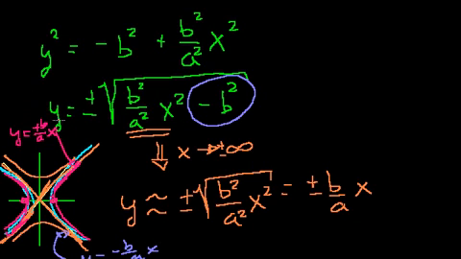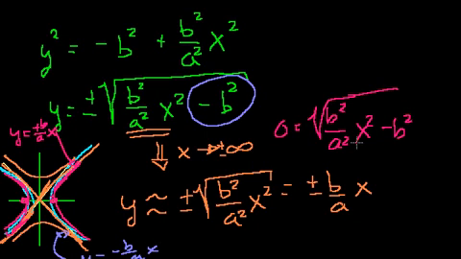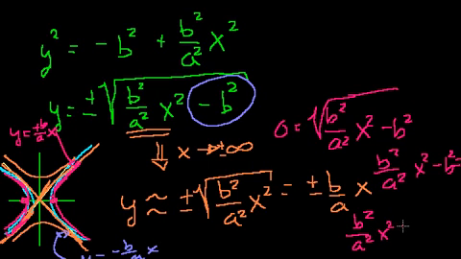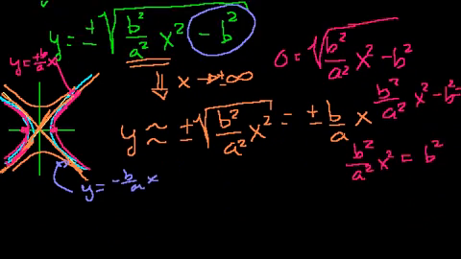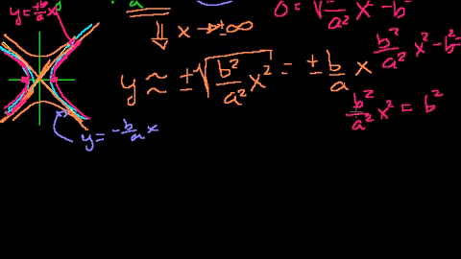But y could be equal to 0, right? You could set y equals 0, and then you could solve for it. So in this case, and actually let's do that. If y is equal to 0, you get 0 is equal to the square root of b squared over a squared x squared minus b squared. You could square both sides. You get b squared over a squared x squared minus b squared is equal to 0. I know this is messy. So then you get b squared over a squared x squared is equal to b squared. You could divide both sides by b squared, I guess.